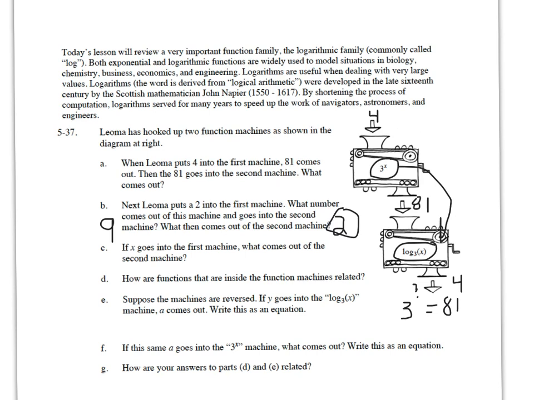If x goes in the first machine, then what comes out of the second machine? Well, if you plug x into the first machine, 3 to the x comes out of the first machine, and then the second machine will undo that, and x will come out. How are the functions that are inside the function machine related? We just talked about that. They are inverses.